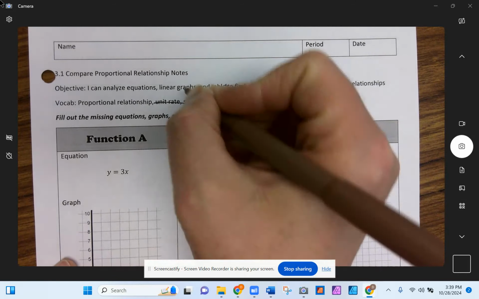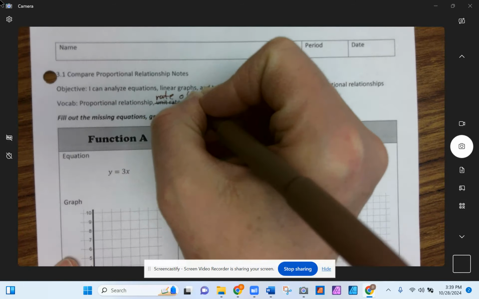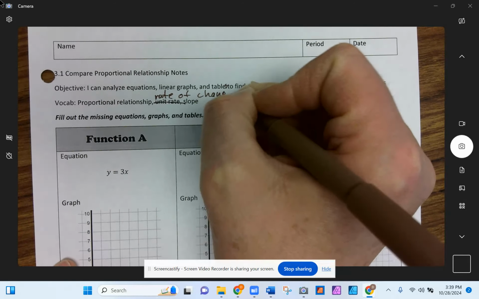Actually, I want to change this unit rate to rate of change. My bad. Got to update that file.